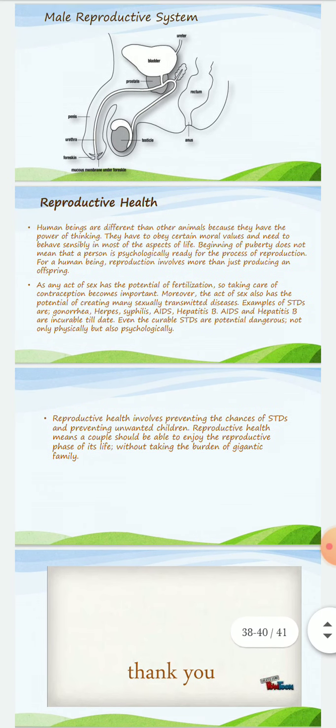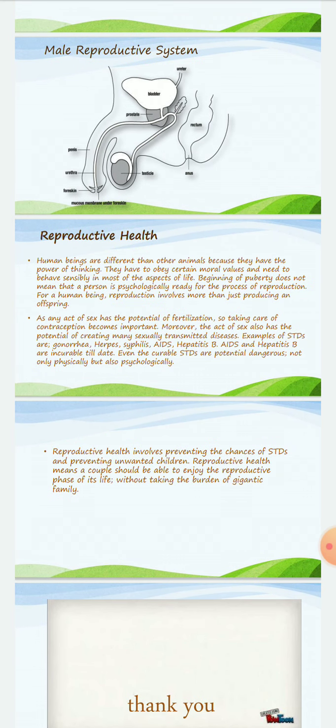Now, reproductive health. So what do we mean by reproductive health? Human beings are different from other animals because they have the power of thinking. They have to obey certain moral values and need to behave sensibly in most aspects of their life. The beginning of puberty does not mean that a person is psychologically ready for the process of reproduction. For a human being, reproduction involves more than just producing an offspring.